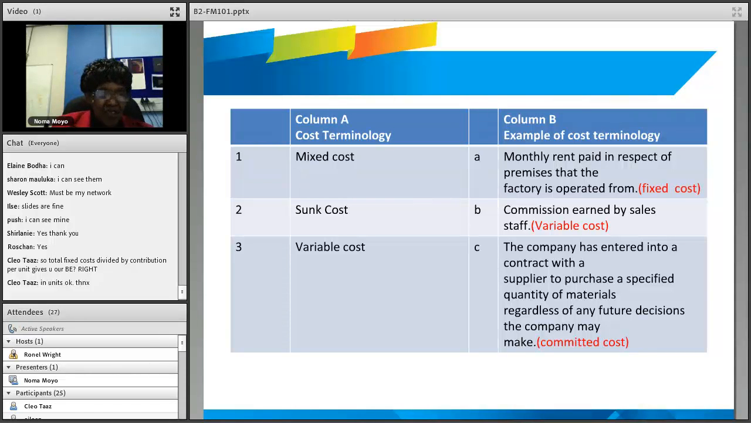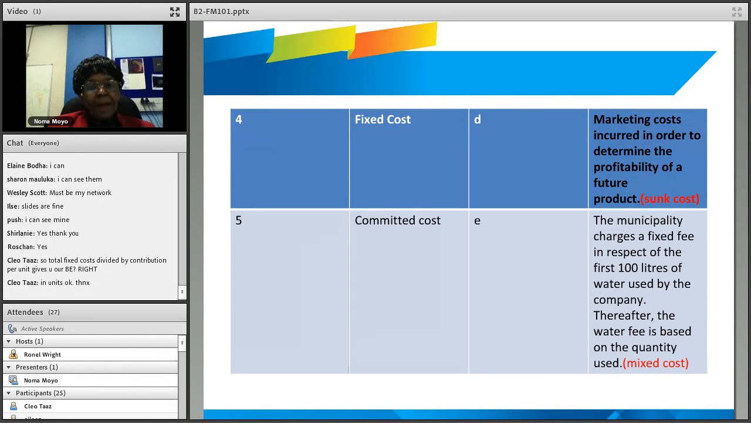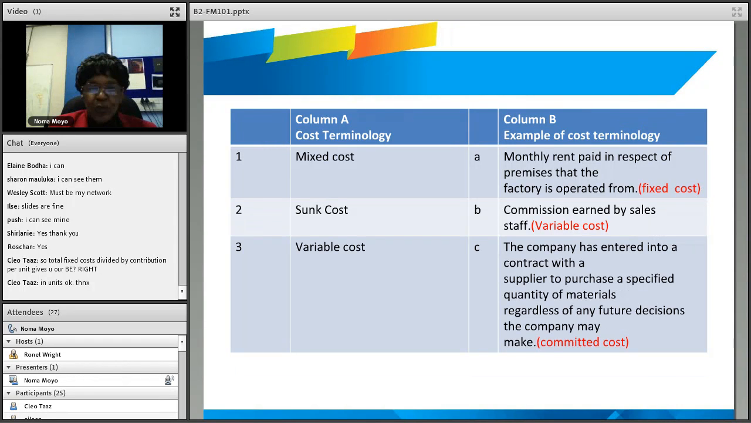A sunk cost is a cost that has already been incurred, a cost that is no longer relevant. It's a past cost, it's historical. Variable cost, I've explained it. Fixed cost, I explained it. I said rent, depreciation. Committed cost, if you want to know what a committed cost is here, you were supposed to try and see which one is which.